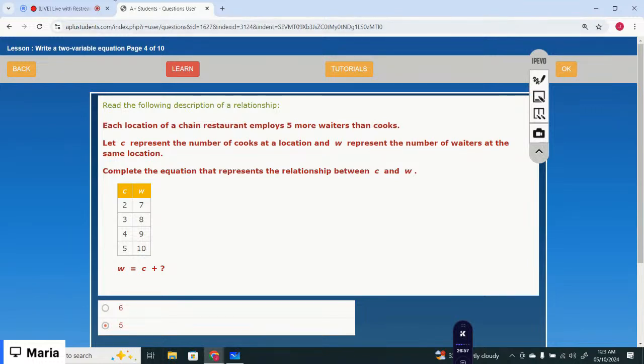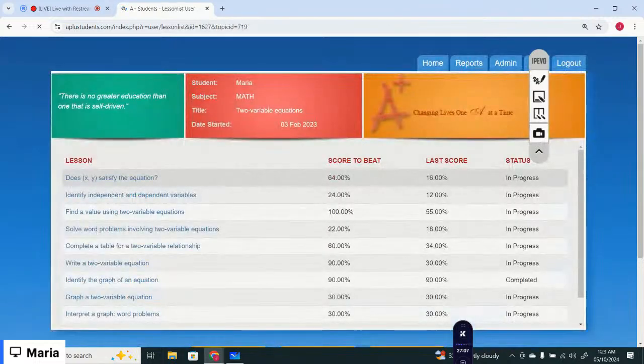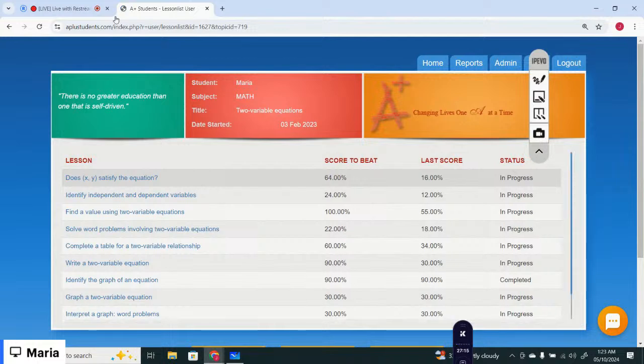Okay, you can complete the lesson by yourself later today. Let me just move on to the next lesson. And the next lesson is identify the graph of an equation. Let's just start with the next lesson.